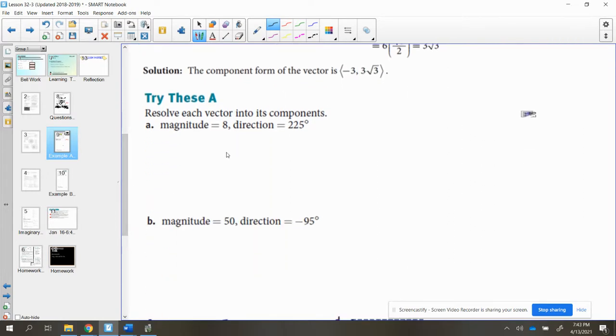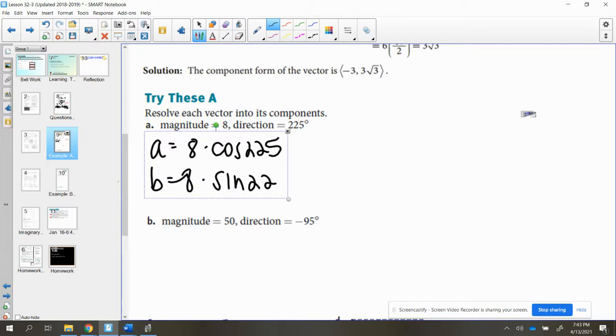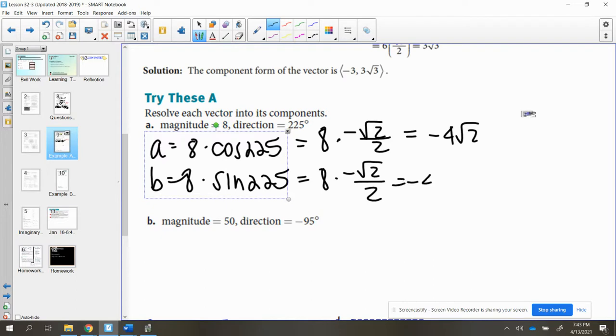The same thing can be done with Part A because 225 is a value from the unit circle. So in order to find component A, we are going to take the magnitude times the cosine of 225. And to find component B, we would take the magnitude times the sine of 225. In this case, we would have 8 times negative square root of 2 over 2. Same thing actually for the sine. The sine of 225 is also negative square root of 2 over 2. So we have negative 4 square root of 2, negative 4 square root of 2. Final answer written in that bracketed format.